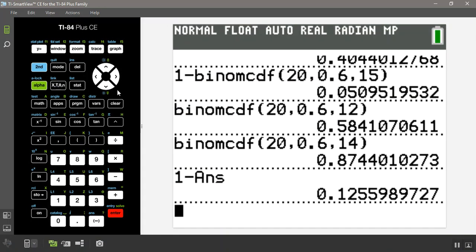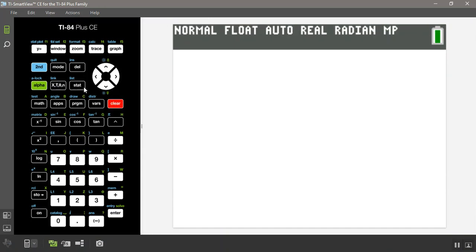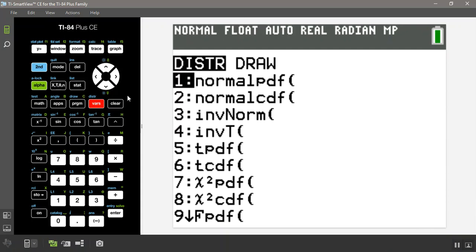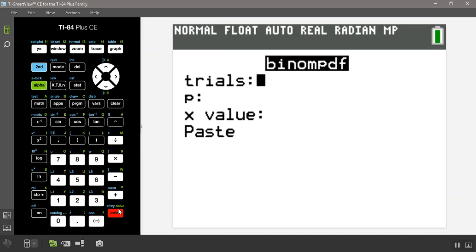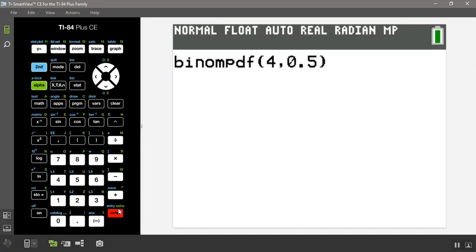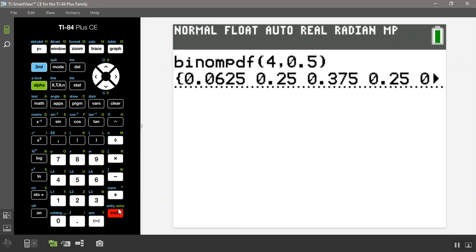So let me show you how that works. Let me clear this out. So if I go to the distribution menu and I go to binom PDF, because I'm interested in specific x values, right here, binom PDF, and I tell it that I have 4 trials, because there's 4 children. The probability of success, the 2 biological sexes, is 50-50, and I'm going to leave the x value blank. I'm not going to put anything in, and I'm going to paste. And then I go here and I press enter and I paste. It actually finds all the probabilities.